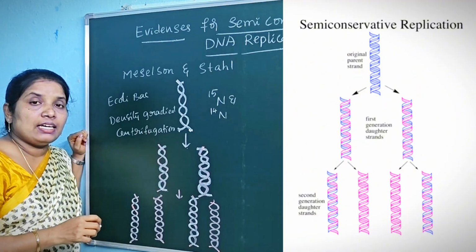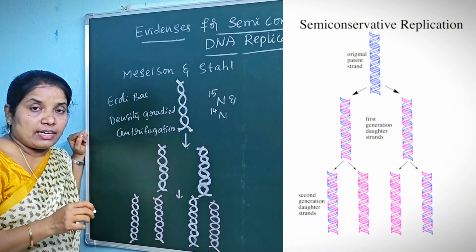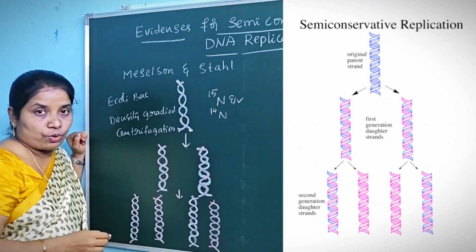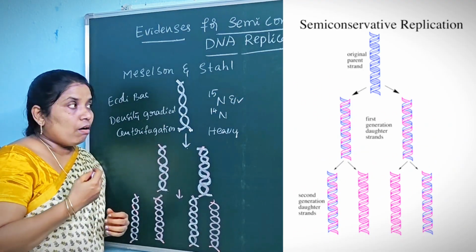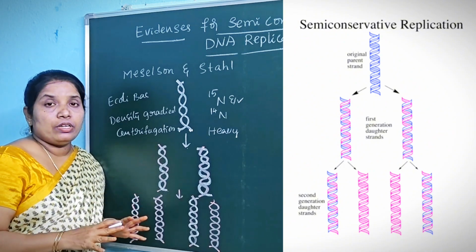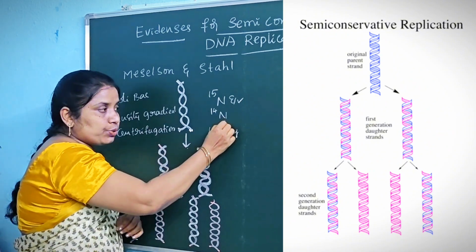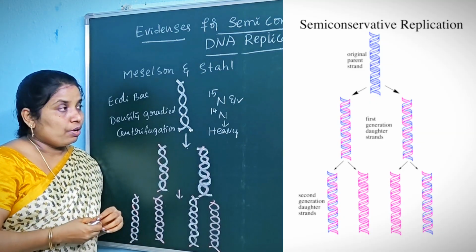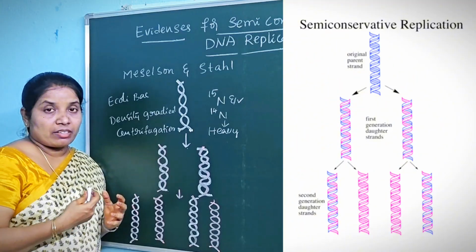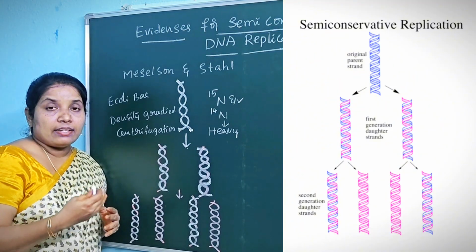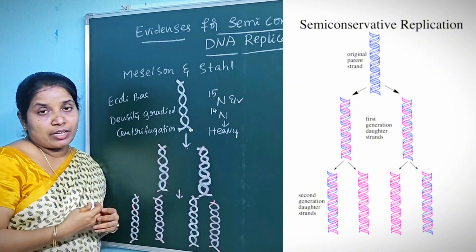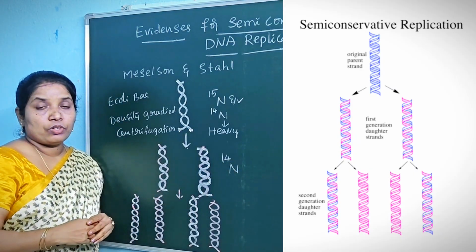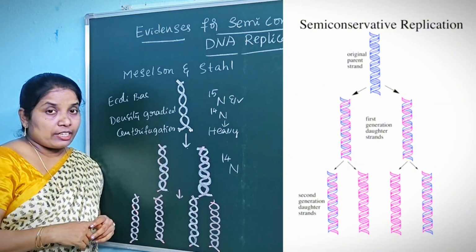Initially, they grew the bacteria in a culture medium containing N15 isotope. So now all the DNA present in the E. coli gets converted into heavy DNA due to the presence of N15 isotope. Then the bacteria were isolated and transferred to another medium, a medium containing N14 nitrogen.